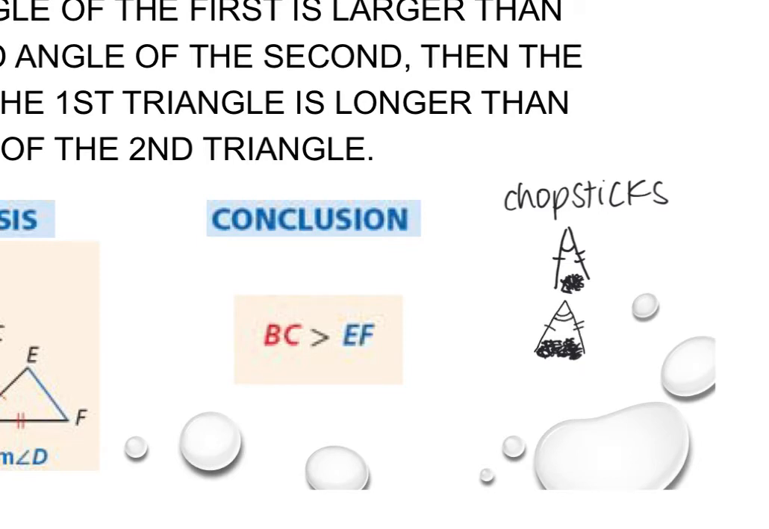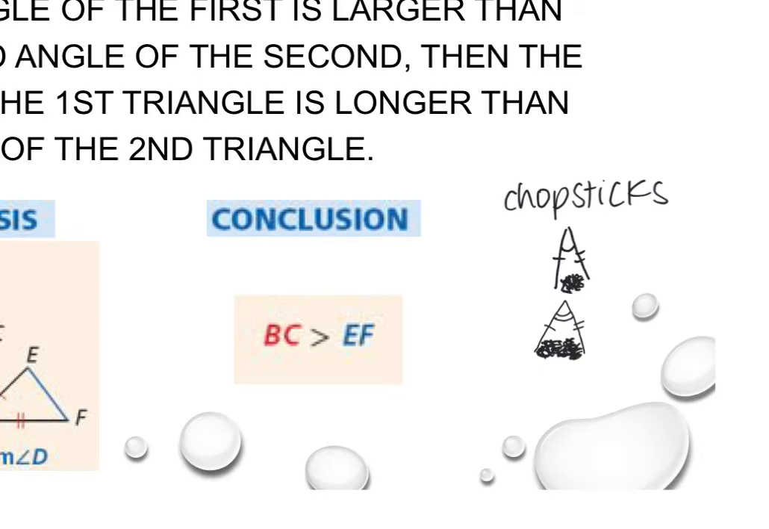And as long as the chopsticks don't change size, whatever you're picking up with your chopsticks is going to be related to that angle, okay? So a bigger angle would mean a bigger side. Smaller angle would mean a smaller side. Bigger angle means more rice. Smaller angle means less rice, okay? That's how I remember the Hinge theorem, by thinking about chopsticks.